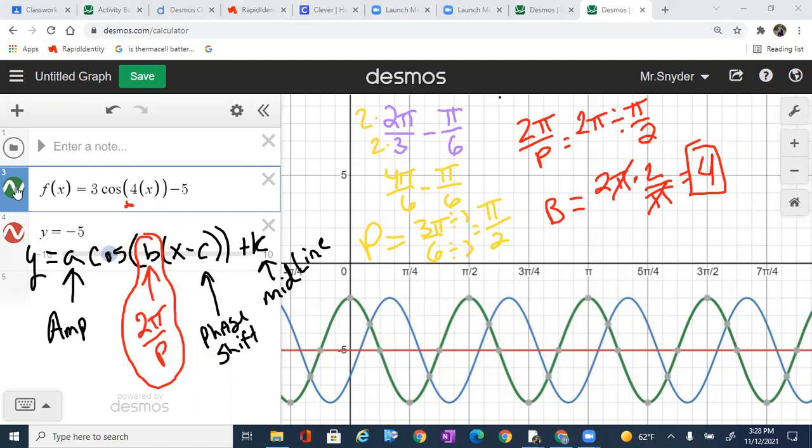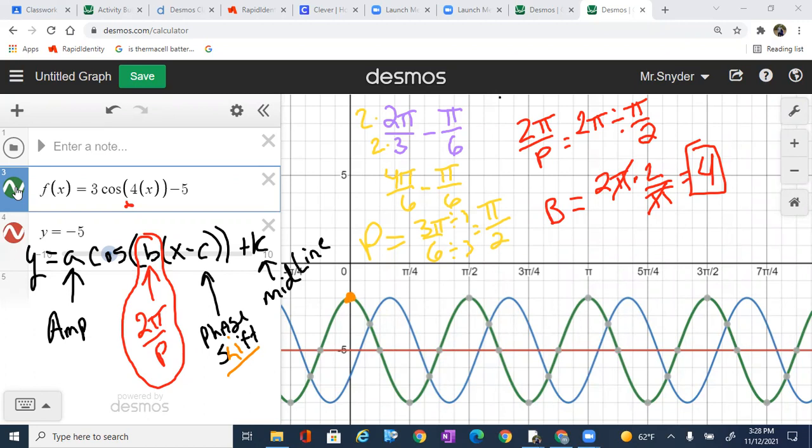Now what we want to do is shift. When we shift this, this is going to be our phase shift. That's what we're going to look for. We're going to find our phase shift right here. And what we're going to do is start on the green graph, the cosine graph. And remember, cosine starts at a peak.